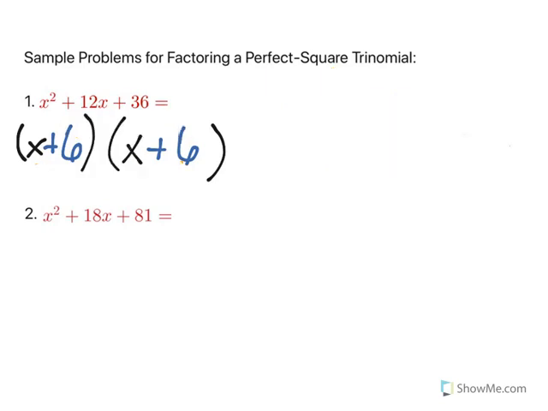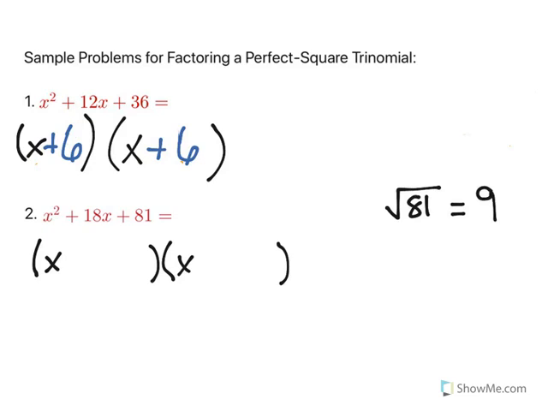Now let's look at our second problem. Again, our first term is x squared, so we immediately can place an x in each of the parentheses. But this time our third term is 81, so we want the square root of 81, which is 9. All three terms are positive, therefore we're going to have a positive 9 and a positive 9.